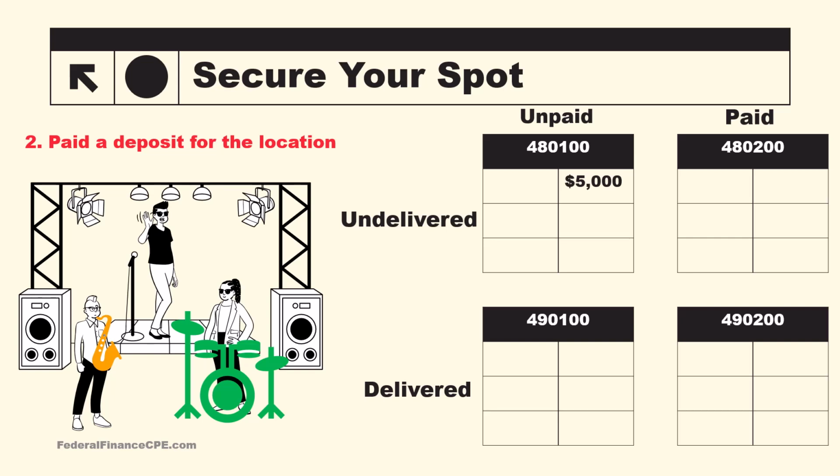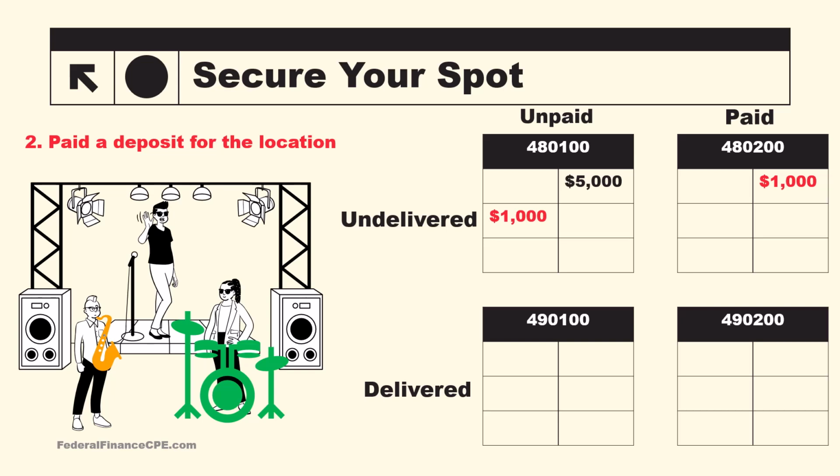Now, something interesting happens. We're paying a $1,000 deposit for the venue. This single transaction affects 2 accounts in our matrix, and I'll show you exactly which ones and why. First, notice how we reduced the original $5,000 obligation in account 480100. We still have $4,000 in there, $5,000 minus our $1,000 deposit.